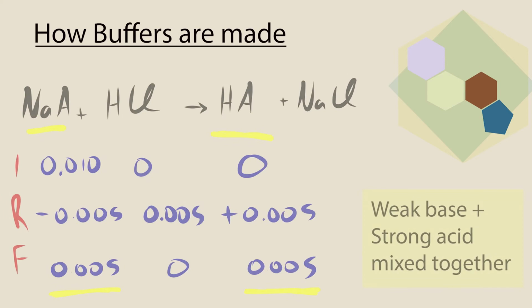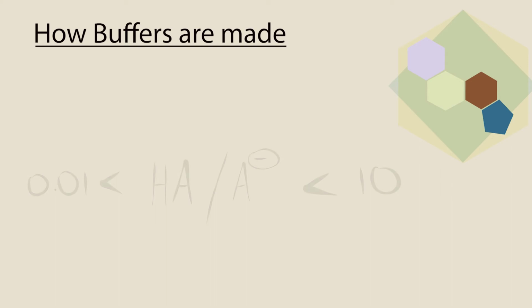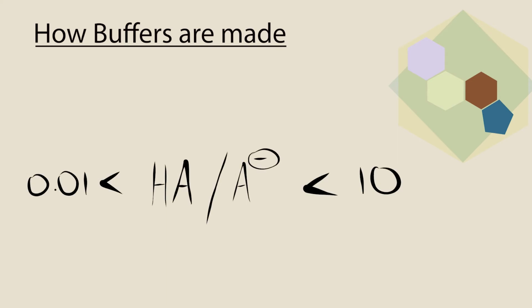Adding an appropriate amount of strong acid to a weak base also creates a buffer solution in what is essentially the reverse of the previous example. Remember, for a solution to be considered a buffer, the ratio of acid to conjugate base cannot exceed 10 to 1.